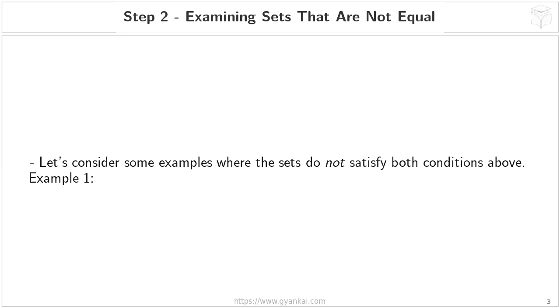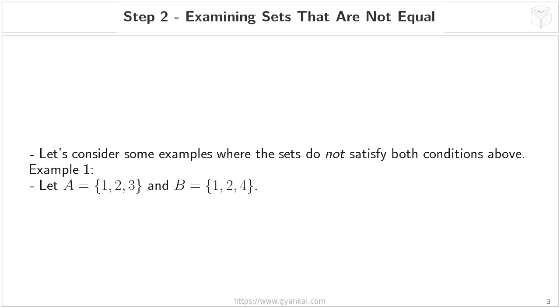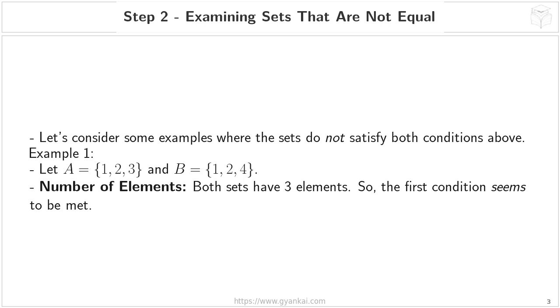We'll define two sets, set A and set B. Set A, which we write as A equals the set containing 1, 2, and 3, contains the numbers 1, 2, and 3. And set B, B equals the set containing 1, 2, and 4, contains the numbers 1, 2, and 4. Now let's check if these sets are equal. First, we look at the number of elements. Both set A and set B have 3 elements. So, at first glance, the first condition for equality, having the same number of elements, seems to be satisfied.